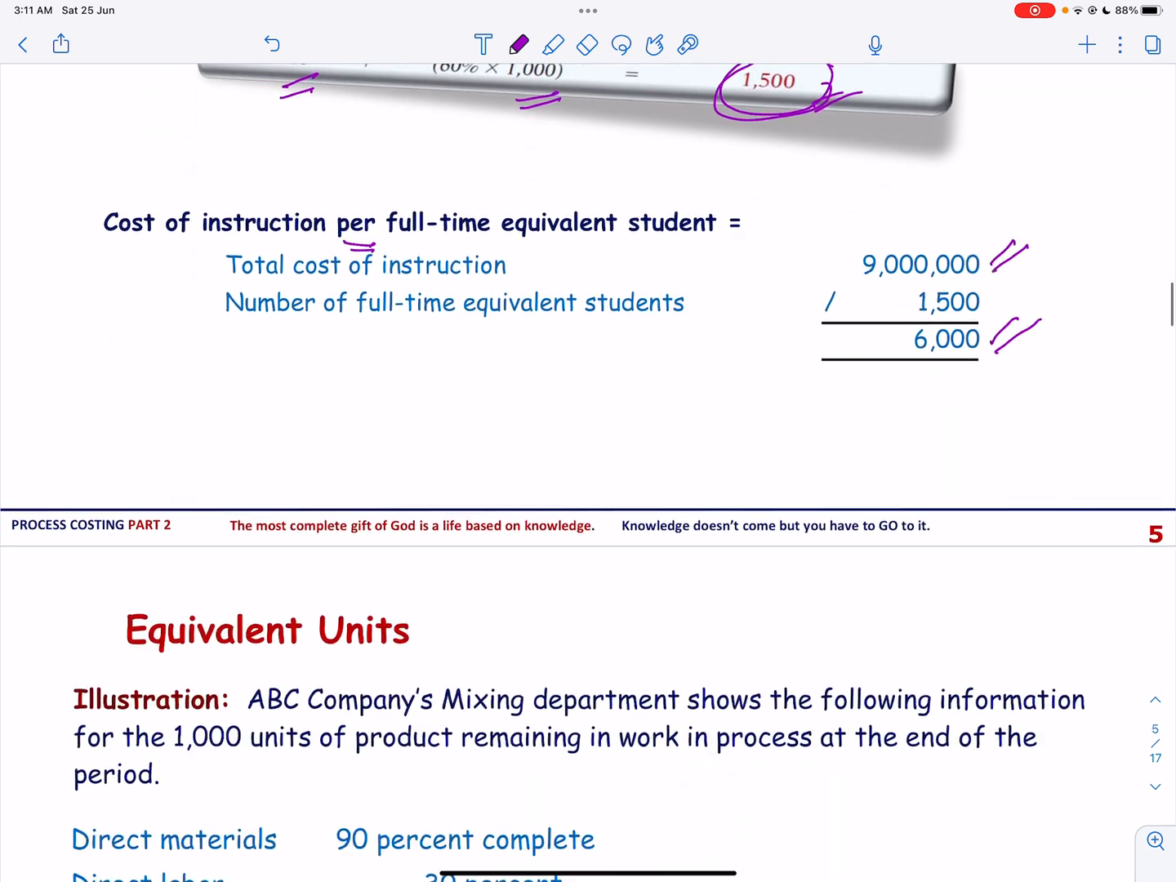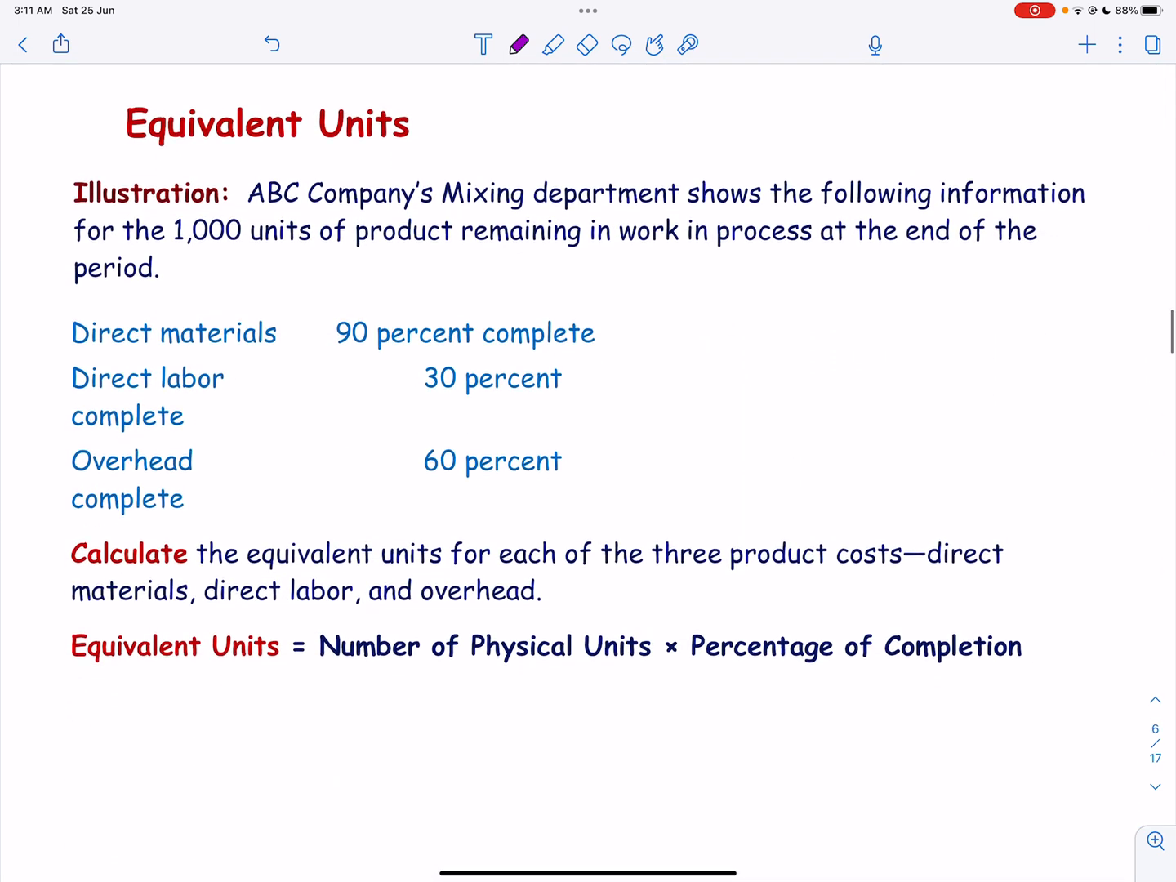Let us look into one more example. ABC company's mixing department shows the following information for the 1000 units of product remaining in work in process at the end of the period. Assume there were no beginning inventory, direct material 90% complete, direct labor 30% complete, overhead 60% complete. Calculate the equivalent units of each of the three product costs: direct material, direct labor, and overheads.